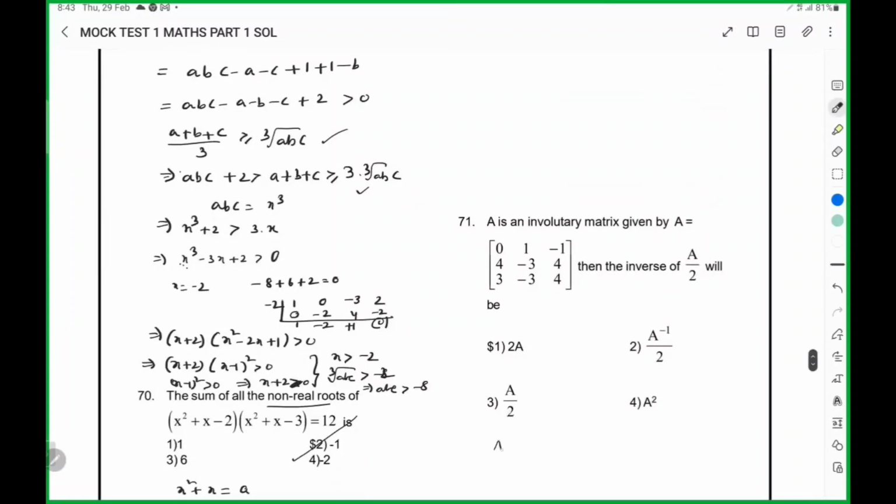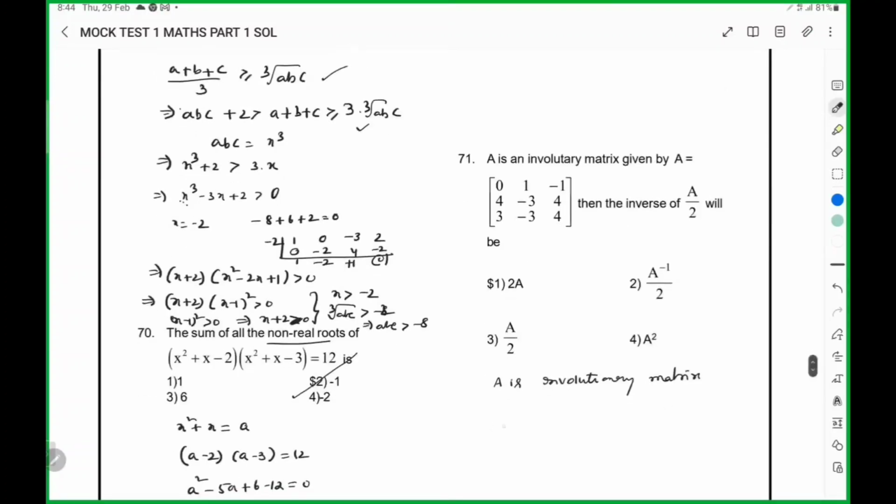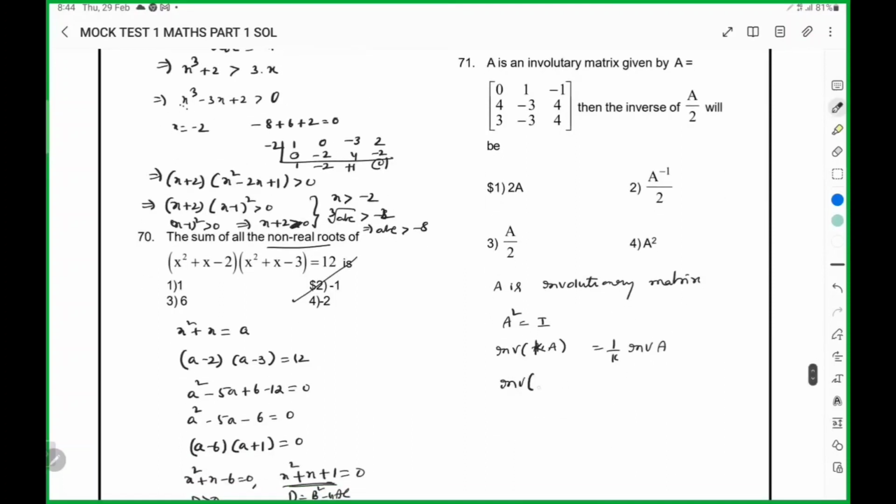Here is an involutionary matrix. The square is I. So inverse of kA will be 1 by k times inverse of A. Inverse of half A will be 2 times inverse of A. Here A into A is I, which implies inverse of A is A. That is the answer.